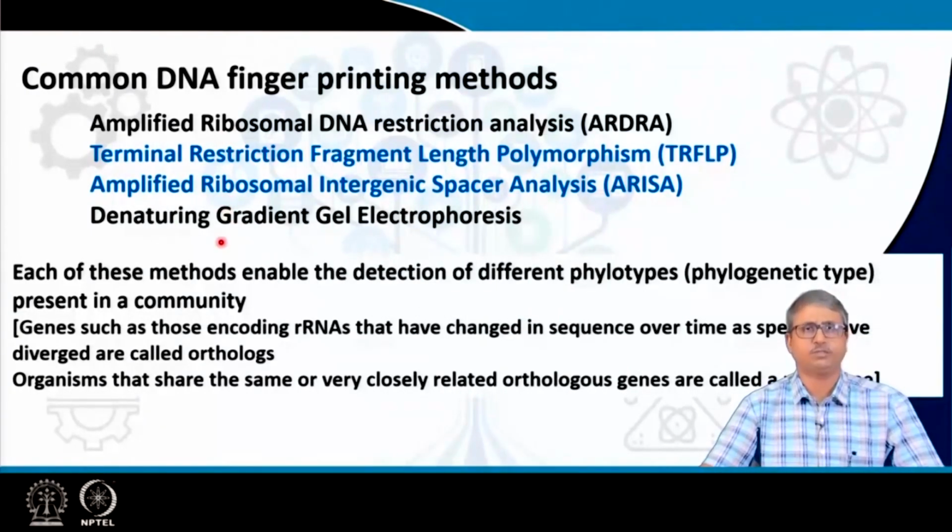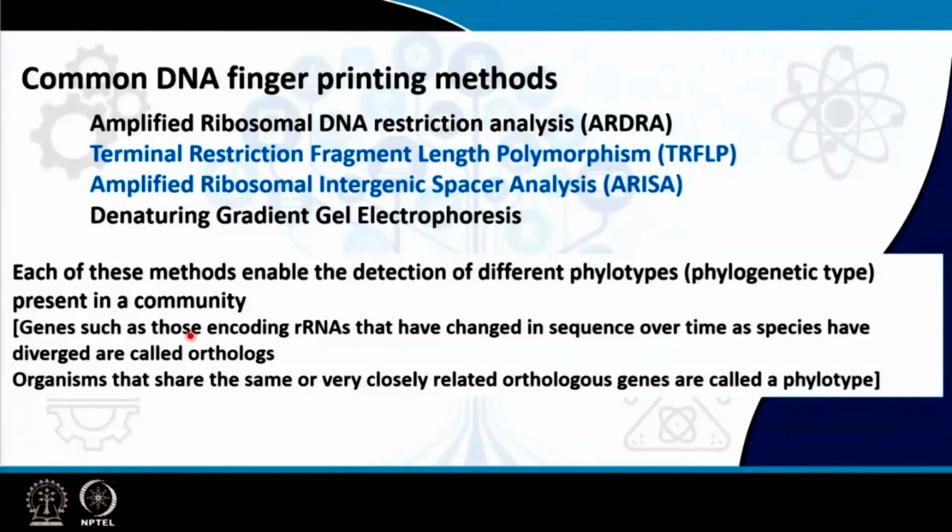Now, each of these methods enables the detection of different phylotypes, that is, the phylogenetic types present in a community. We should understand that genes such as those encoding the rRNA have changed in sequence over time as species have diverged, and they are called orthologs. Organisms that share the same or very closely related ortholog genes are called phylotypes. In general we do not bother much about these other details, but different phylotypes in a general sense refer to different organisms.